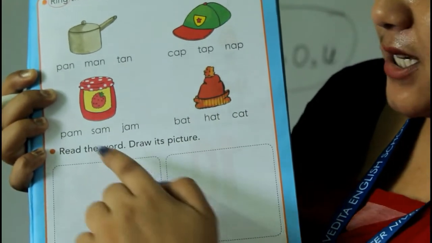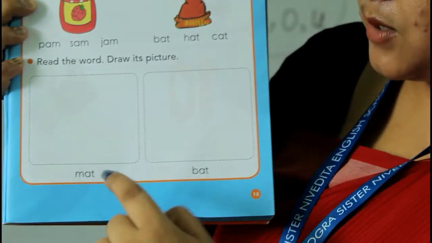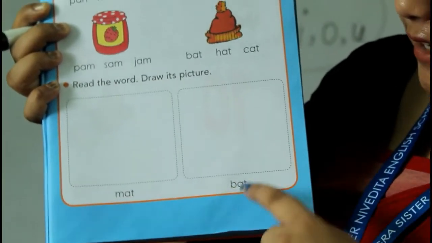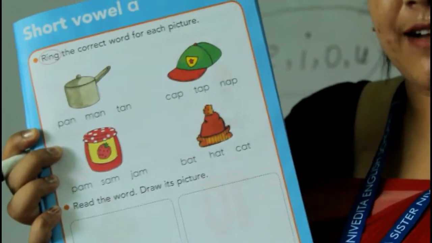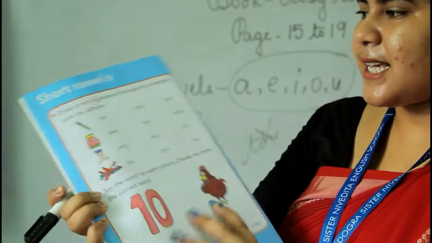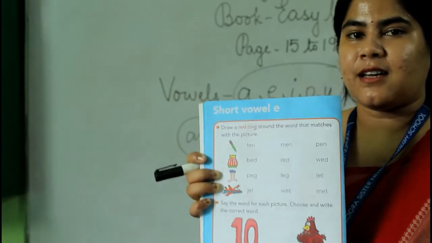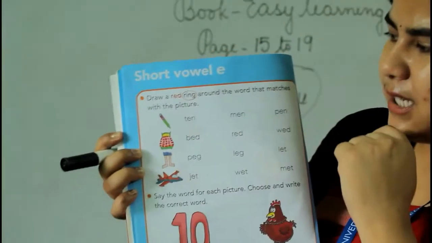Now the second question is, read the word, draw its picture. In these two columns, here you have to draw mat and here you have to draw bat. Okay, this page you are going to do by yourself. Now turn the page, it's page number 16. Now short vowel E. Just now we have done short vowel A. Now we will be doing short vowel E.